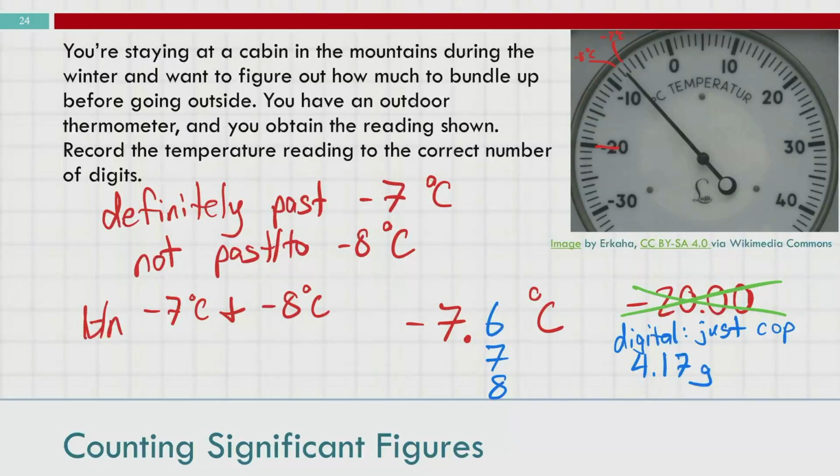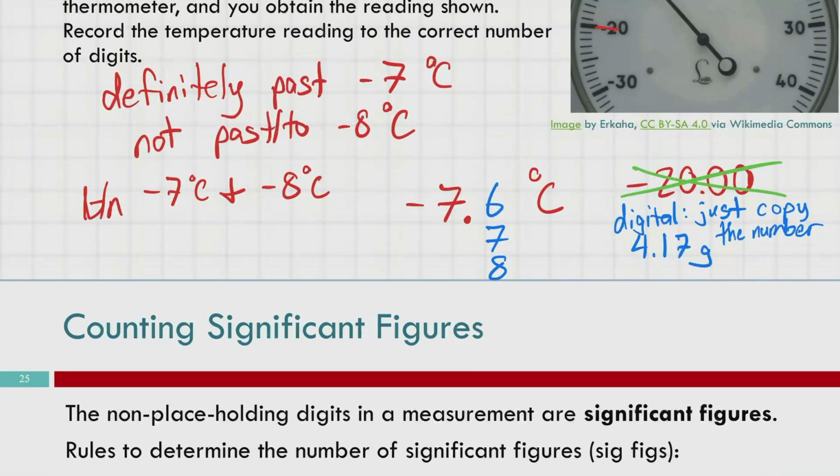So just copy the number. Whatever it is, copy it. If there's zeros at the end, write the zeros. If there's not zeros at the end, great. Doesn't really matter. Just write it down. I have to say this because I occasionally do get people that say, oh, I rounded it. Why did you round it? It told you what to write. So don't round it. Don't add anything extra. Just what you see is what you get.